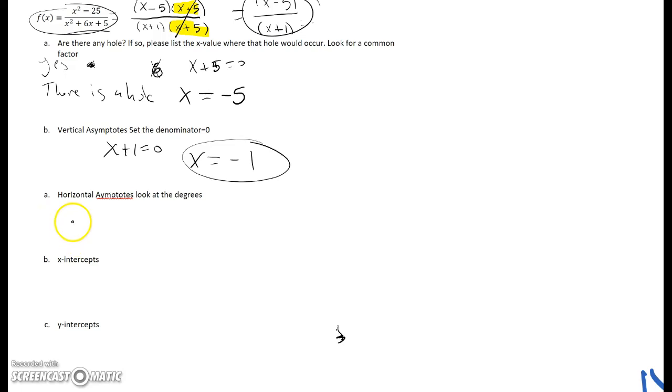So their degrees are equal, right? What is the number in front of x squared? There's a 1 in front of that x squared. Similarly, in this function, there's a 1 in front of the x here and also a 1 in front of the x here. So the horizontal asymptote is at y equals the leading coefficient on top, 1, over the leading coefficient on the bottom, 1. So the horizontal asymptote is at y equals 1.